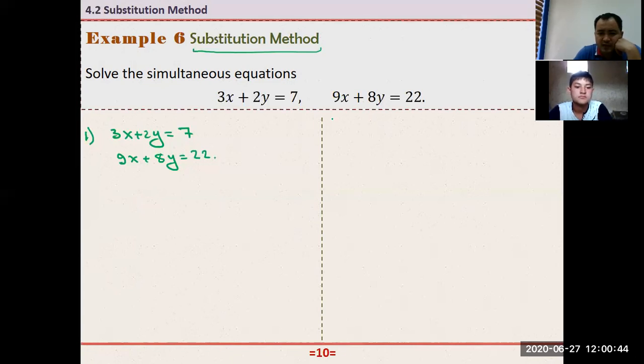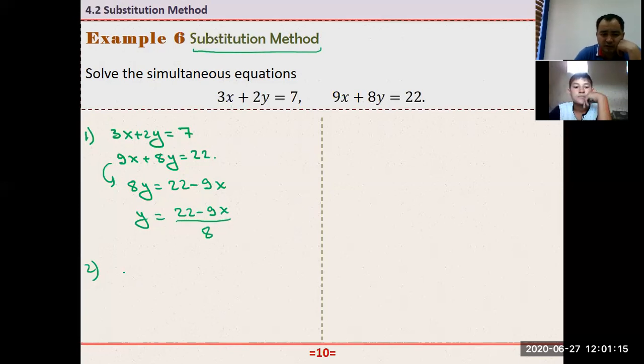Either you have to express y in terms of x or x in terms of y. And after that, for example, if I use the second one, from here, let's find y. Using the second equation, 8y equals 22, take this 9x to the right-hand side, minus 9x, and divide both sides by 8: y is equal to (22 minus 9x) over 8. Now the second step, substitute this expression for y in the first equation.